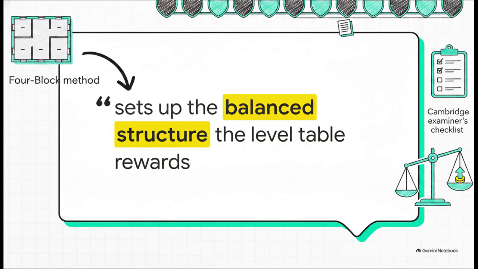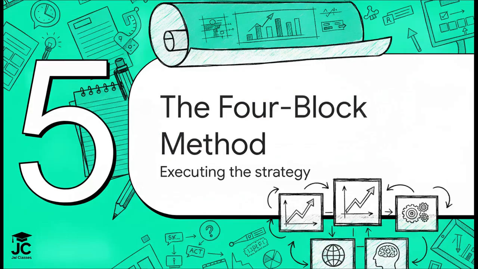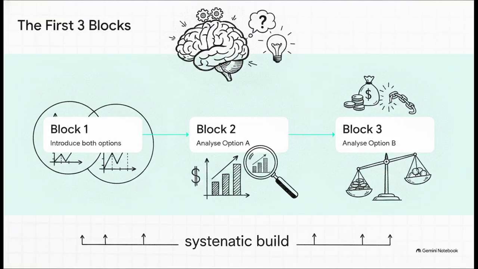They designed this framework specifically to act as a guardrail, keeping your essay perfectly aligned with the Cambridge examiner's checklist, so there's absolutely no way you accidentally fall into that one-sided cap. Which leads us perfectly into Section 5, executing the 4 blocks. Let's break down this master blueprint, piece by piece, so you can flawlessly execute it on test day.